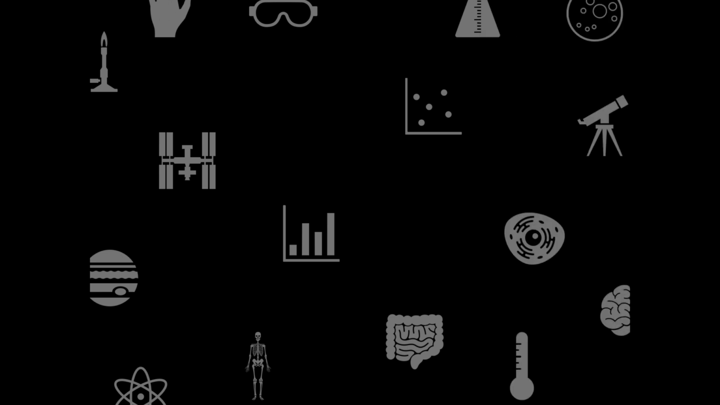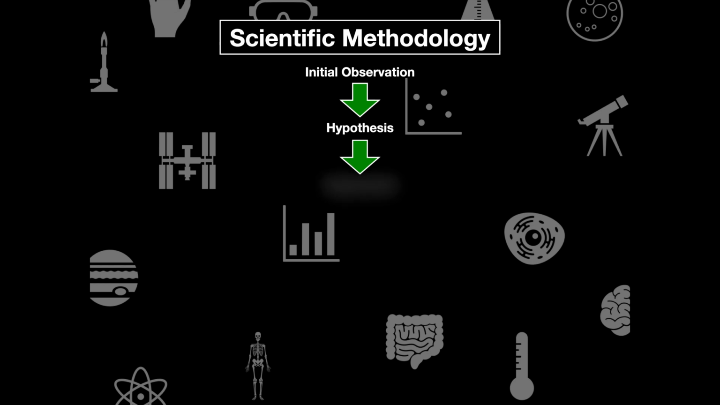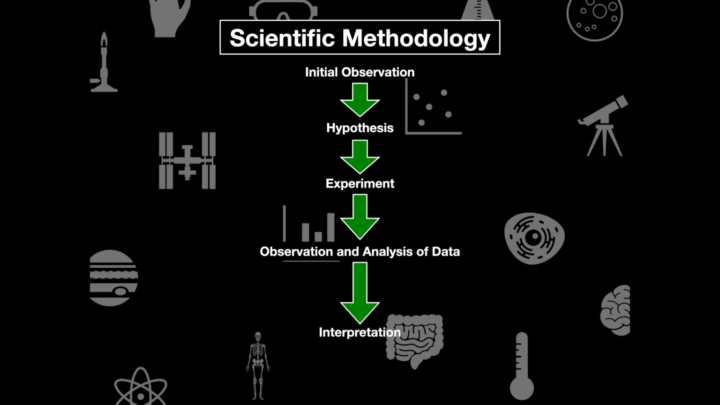And when we commonly think of the scientific method, we can think about it via this graphic here. We can see an initial observation. After that initial observation, we're going to see a hypothesis. We can go through and see experiment. The following step is going to be observation and analysis of data. And then lastly, we're going to see interpretation, followed by conclusion.